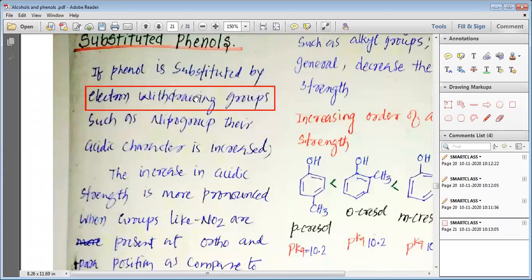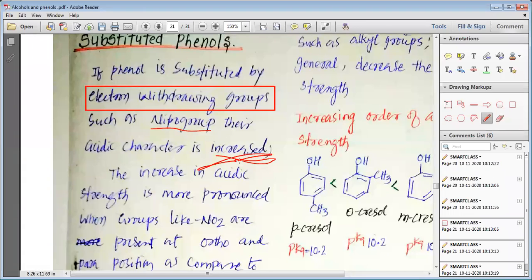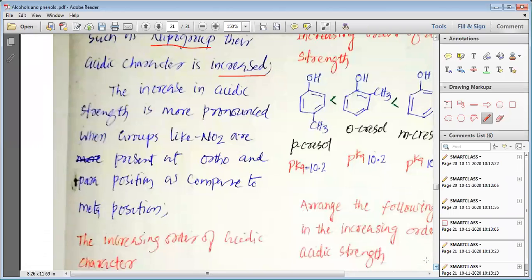is substituted by an electron withdrawing group, for example, the nitro group. So if phenol is substituted with the nitro group, acidic character is increased. So when phenol is substituted with an electron withdrawing group, my dear students, the acidic character is increased.